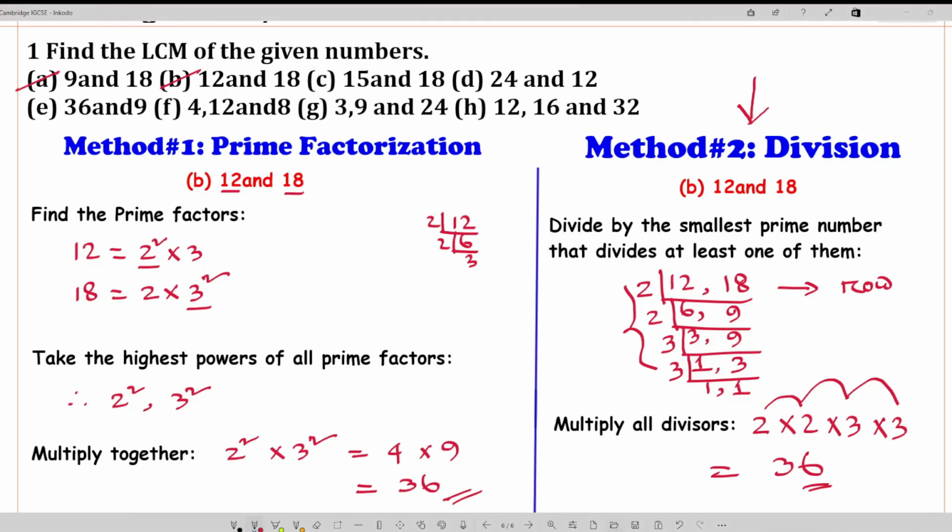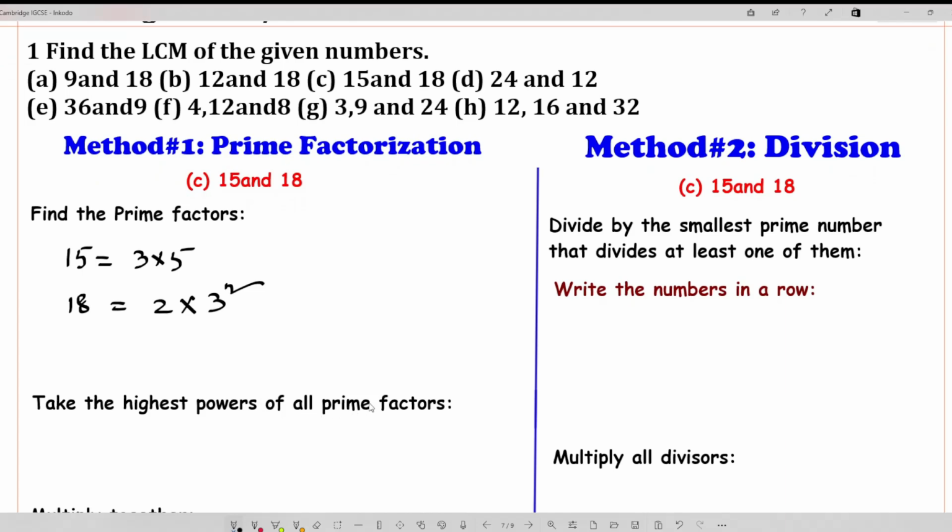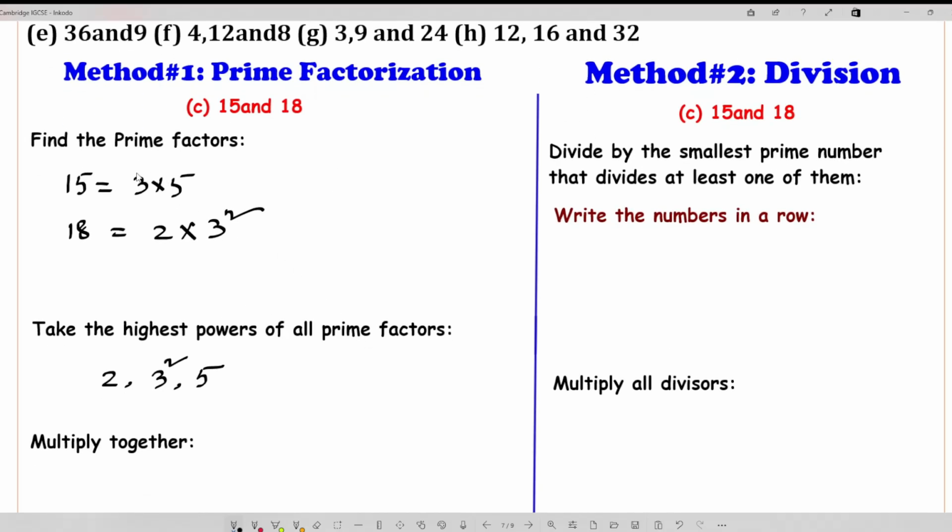Now part C. 15 and 18. First we have to find the prime factors. So 15 we can write as 3 times 5. 3 is a prime number, 5 is also a prime number. 18 is 2 times 3 square, right? Now take the highest power of all prime factors. So we can write here is 2, then 3 means 3 square, and here is 5, right? This is the highest power of all prime factors. Here is 3 with no power, it means the power is 1. Here is 2 with no power, it means 1.